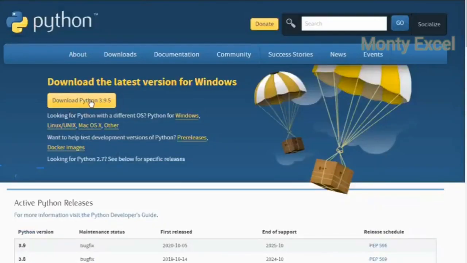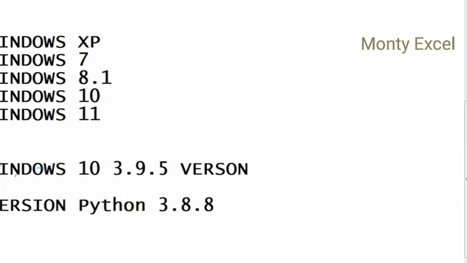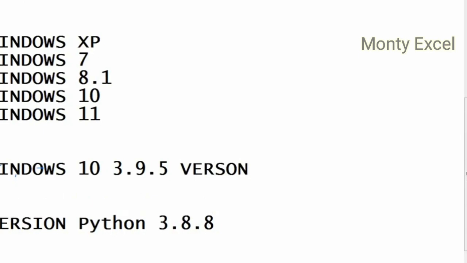And those who are using Windows 10, click on the main screen itself. That is the first one. Click on the download button. That is 3.9.5. For Windows 10, you get 3.9.5. For lower versions than Windows 10, you go for this one.